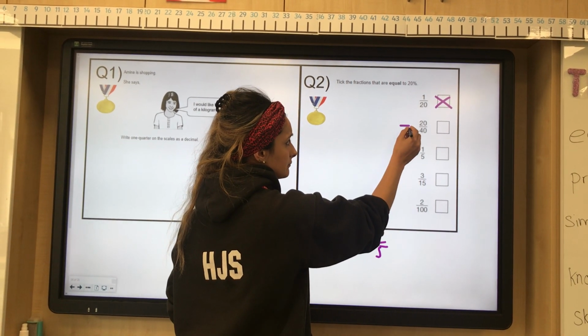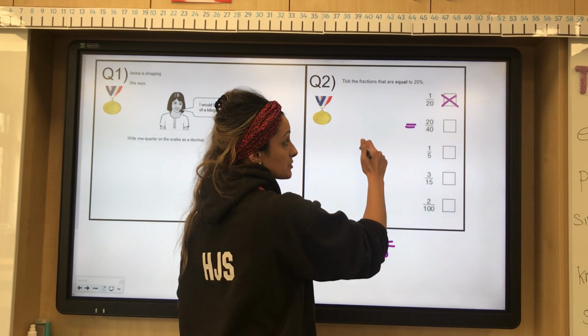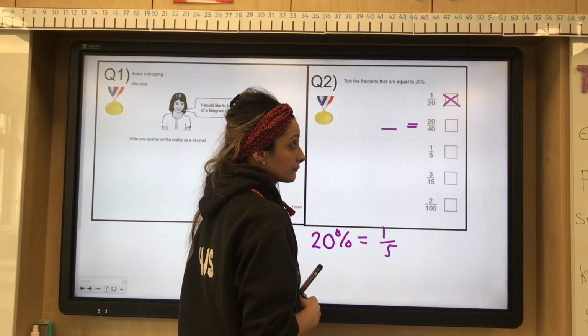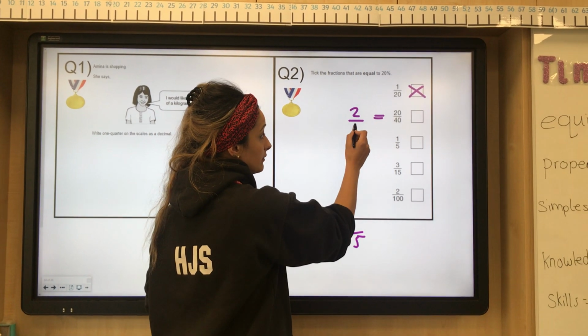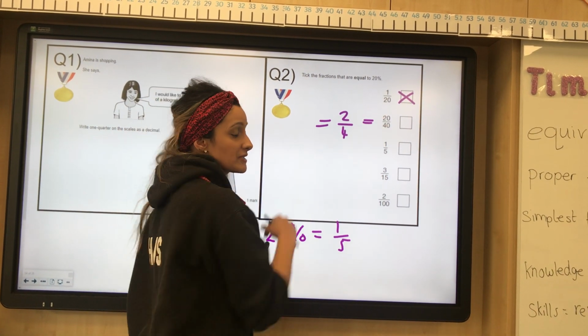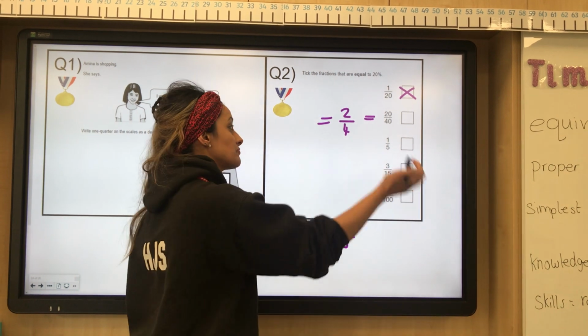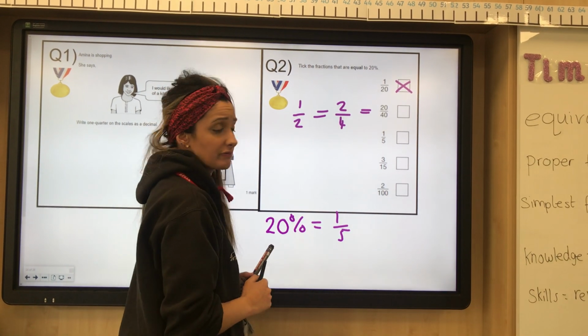20 over 40, well, they're both multiples of 10. How many 10s go into 20? Would be looking at 2. How many 10s go into 40? Looking at 4. That can be reduced further, because I could have seen that 20 and 40 are both multiples of 20, and that would reduce me straight into a half. Is a half equivalent to 1/5? No.